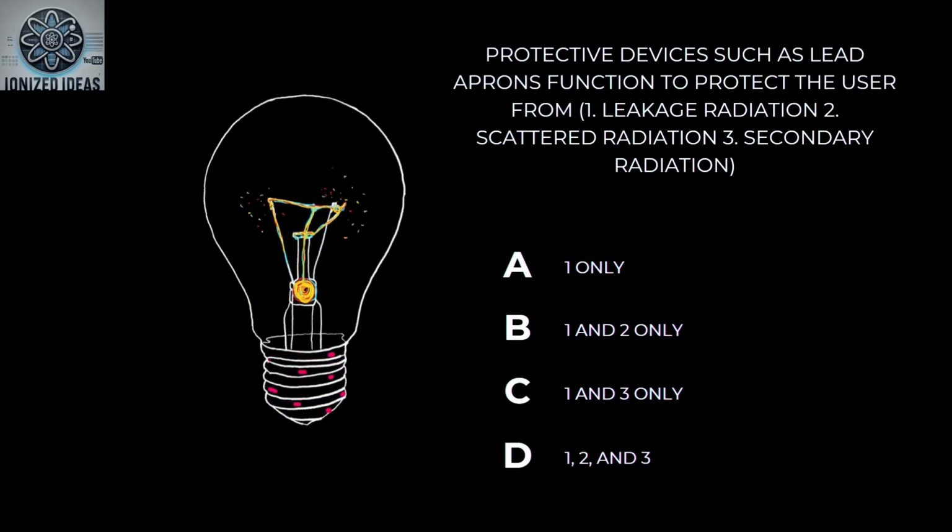Protective devices such as lead aprons function to protect the user from: 1. Leakage radiation. 2. Scattered radiation. 3. Secondary radiation. A. 1 only. B. 1 and 2 only. C. 1 and 3 only. D. 1, 2, and 3.